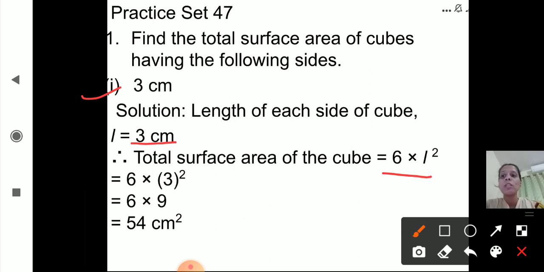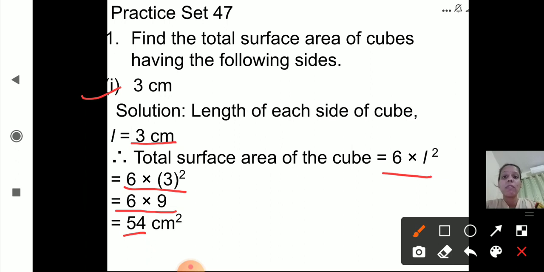Now put the values. 6 into L is what? 3, it is given. So 3 square. So 6 multiplied by 3 square is what? 3 3s are 9. So 6 multiplied by 9. 6 9s are 54 and the unit is centimeter square. Okay. So what is the total surface area of cube which is having side 3 centimeter, that is 54 centimeter square.